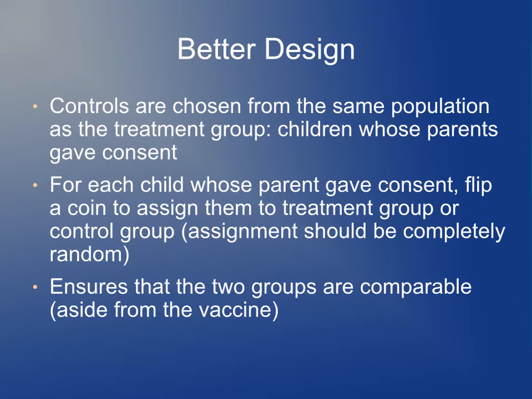The optimal design, the fully randomized controlled design, is described here: we choose controls from exactly the same population as the treatment group, the children whose parents gave consent. If your parents didn't give consent, you are not entered into the study at all in either the treatment group or the control group. And for each child whose parent gave consent, you flip a coin to assign them to the treatment group or the control group. In practice, you'd probably use a computer or something like that, but the idea is you make the assignment completely at random.